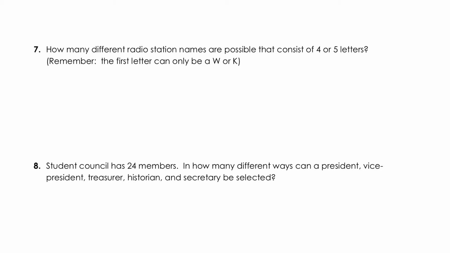All right, here's another one that you had a question on. How many different radio station names are possible if we choose 4 or 5 letters? So you're going to need to do each of the options. So 4 letters and then 5 letters. And remember, the first one can only have 2 letters, a W or a K for both of those. And then all the others can be any letter from the alphabet. So 26 for each of the others.